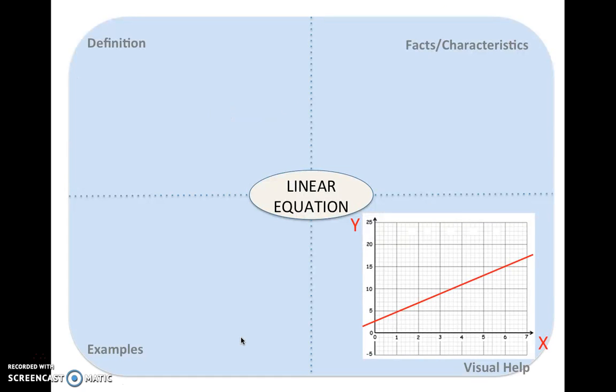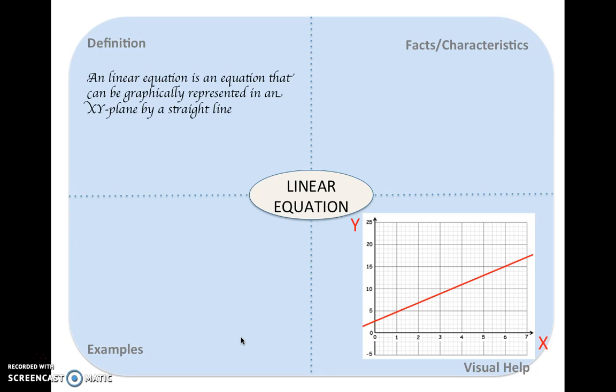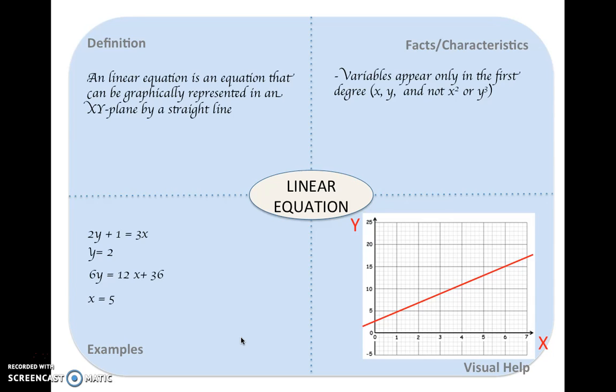Let's bring it together again on our index card. A linear equation is an equation that can be graphically represented in an xy plane by a straight line. Some examples, the one we used, or y equals 2, or more complex, like 6y equals 12x plus 36, or x equals 5. In a linear equation, the variables appear only in the first degree, x and y. We do not see an x squared or y cubed or some of the sort.